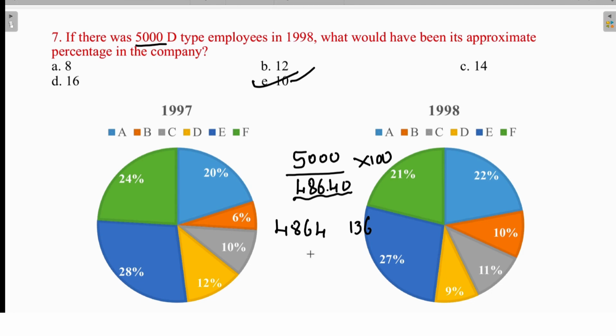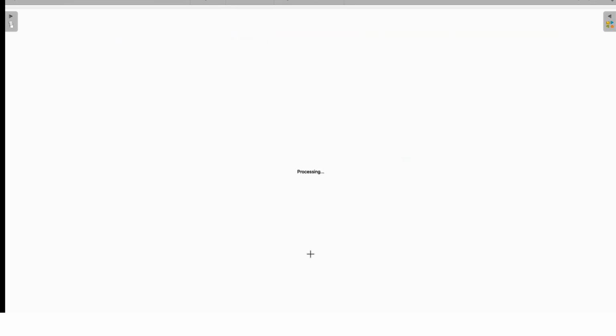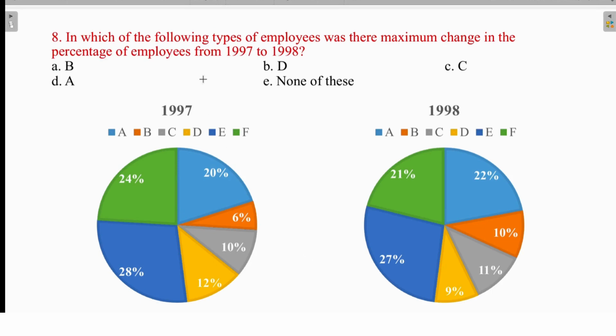Let's do one more. In which of the following types of employees was there a change in the percentage of employees from 1997 to 1998? If the question is this, in any other data interpretation, better skip. Don't do it. But here I can guess my answer. In any other data interpretation, if the question is this, better skip. When we have to skip, I will tell you first.